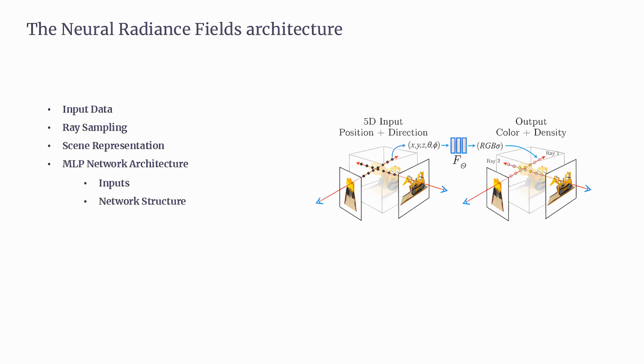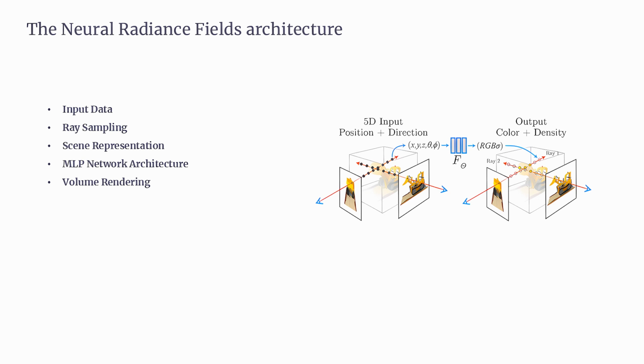2. Network structure. The MLP is typically made up of 8 to 10 layers with activation functions like ReLU, and then an output layer that gives us the RGB color and density values at each sampled point. The network's job is to learn how the 3D position and the camera's viewpoint together determine the color and density at that point.